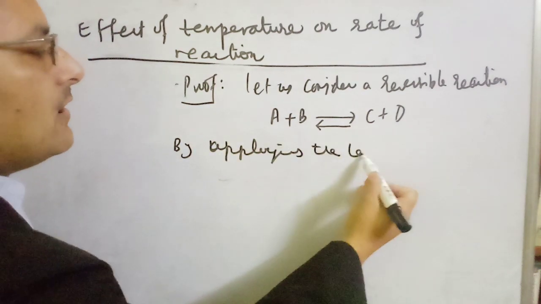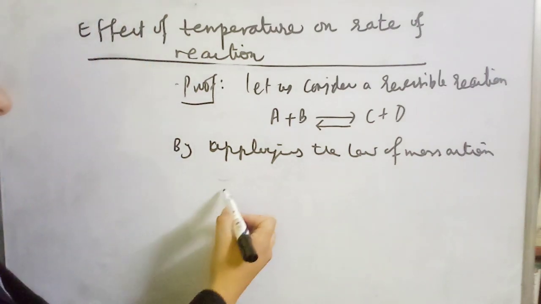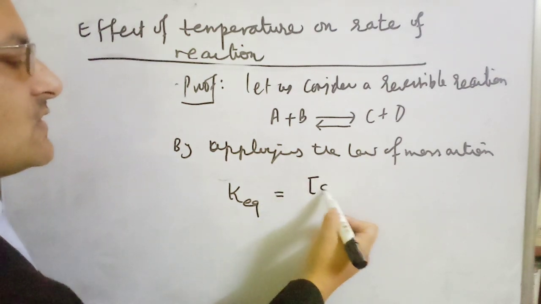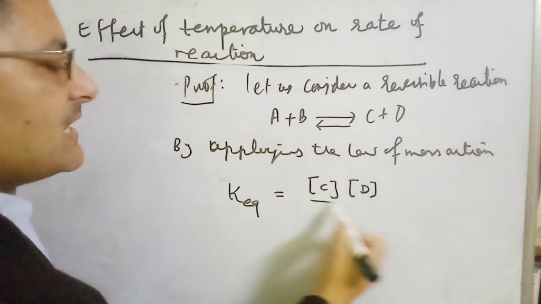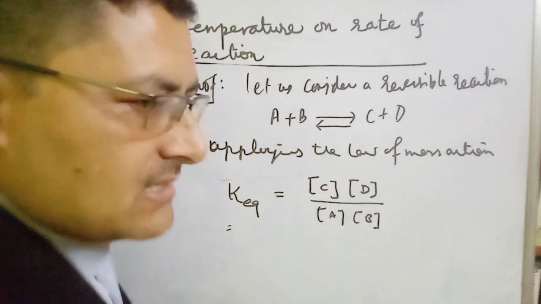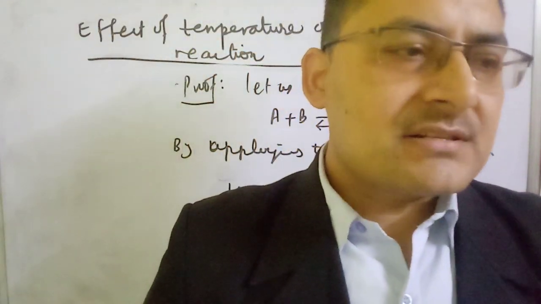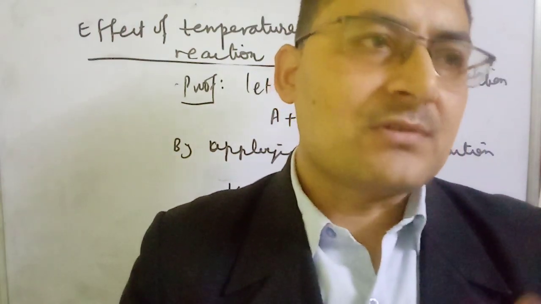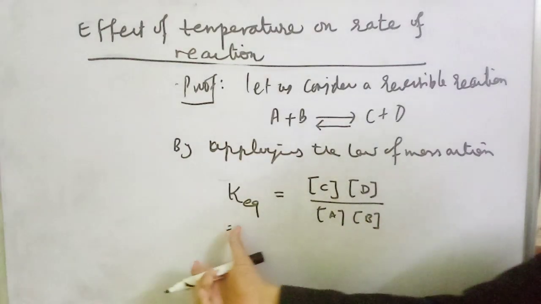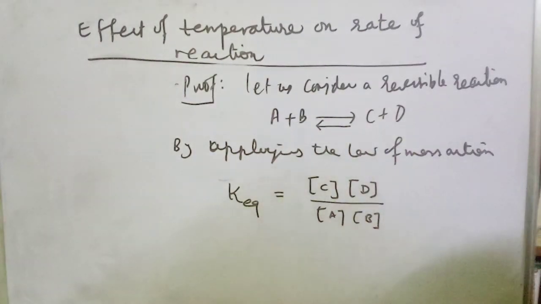By applying the law of mass action, we can easily write K_eq, the equilibrium constant, that will be equal to the concentration of C multiplied by the concentration of D divided by the concentration of A multiplied by the concentration of B. This is the equilibrium constant. I hope that you know the law of mass action. The law of mass action relates the equilibrium constant with the concentration of reactants and products.